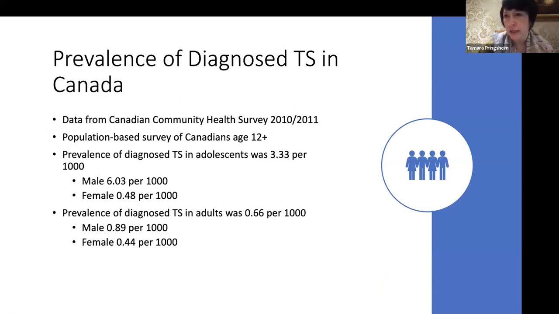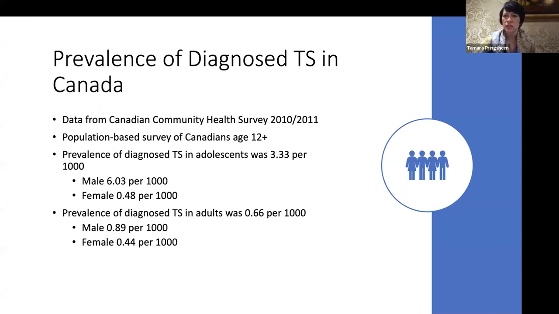This is data from a Canadian study we performed a number of years ago using data from the Canadian Community Health Survey. This is a population-based survey of Canadians over the age of 12. And we found that the prevalence of diagnosed Tourette syndrome in people 12 to 17 was about 3 per 1,000. And again, you can see it's much higher in boys compared to girls, so 6 per 1,000 versus 0.5 per 1,000. And the prevalence of diagnosed Tourette syndrome in adults was lower. So you can see again in males it was 0.89 per 1,000 versus females 0.48 per 1,000.